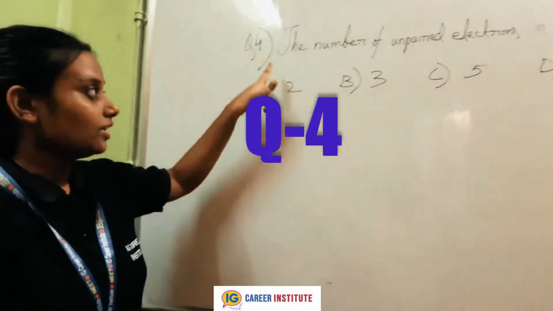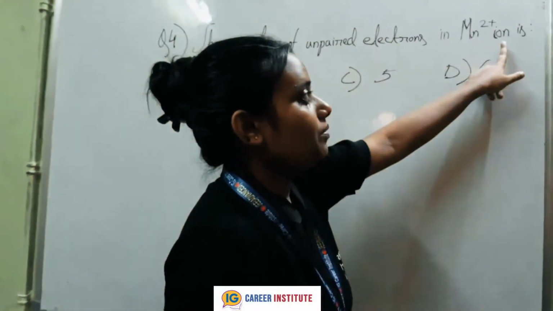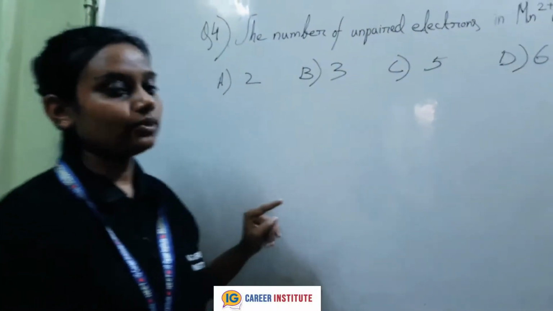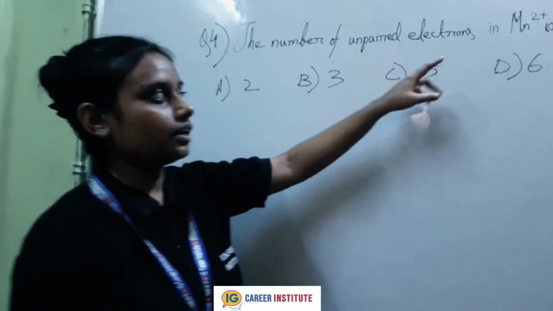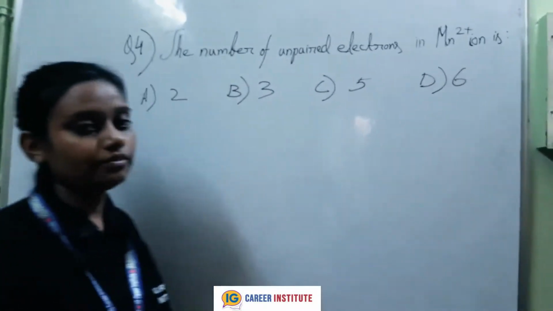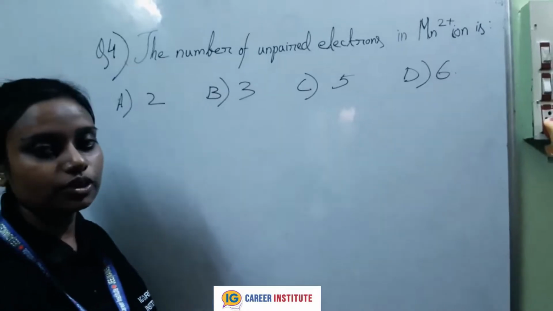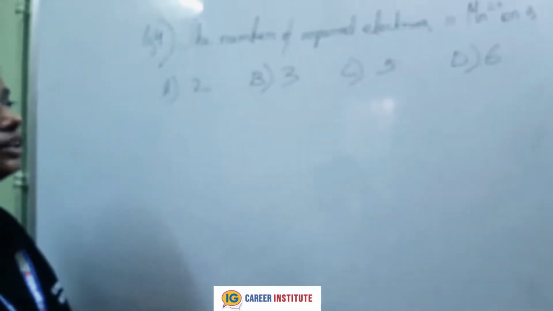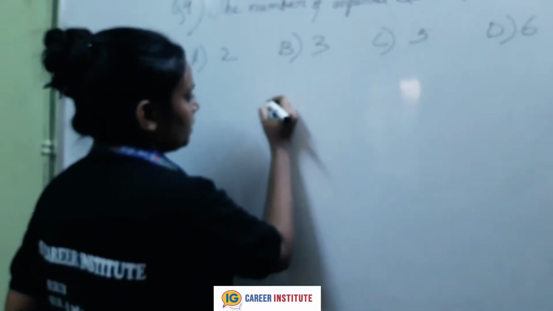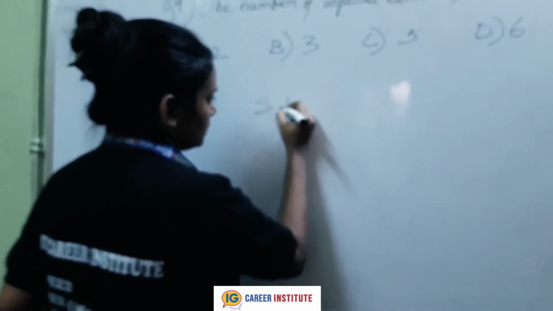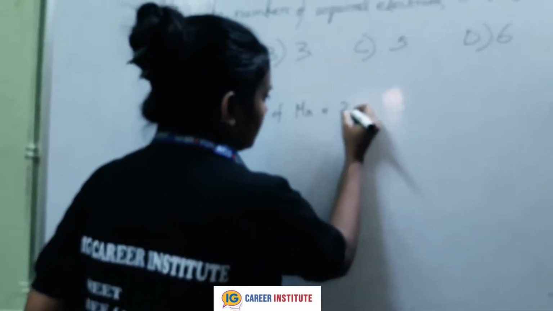So question 4 is the number of unpaired electrons in Mn2+ ion. So we have to calculate how many unpaired electrons are there in Mn2+. For that, first we have to draw the electronic configuration of Mn2+. Now what is the atomic number of manganese? The atomic number of manganese is 25.